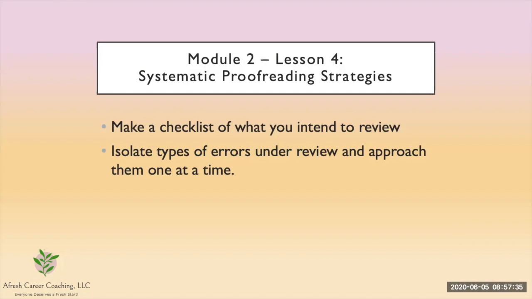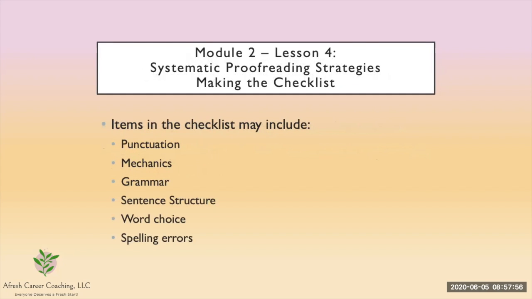Module 2, Lesson 4, Systematic Proofreading Strategies. So make a checklist of what you intend to review and isolate types of errors under review and approach them one at a time. Now that seems like quite a bit of work to do, and in fact it is. So sometimes in a list, you might want to add punctuation to review, mechanics to review, grammar, sentence structure, and that's critical. Word choice, spelling errors, and the list is ongoing. These are just a few samples of what you might put in a checklist.